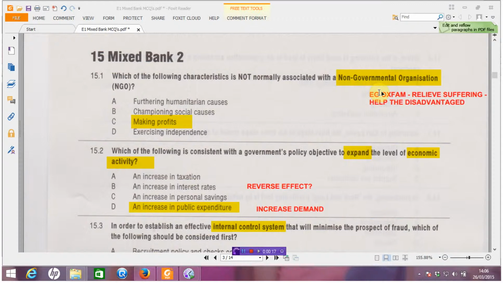And what is an NGO? Well, a good example would be Oxfam, perhaps. And what do they do? Well, they're there to ease suffering and to help the poor, help the disadvantaged.